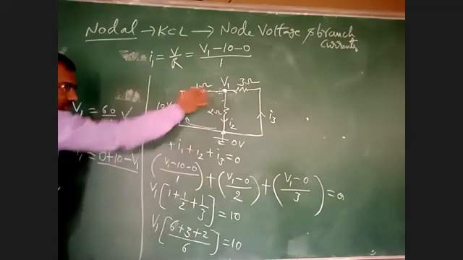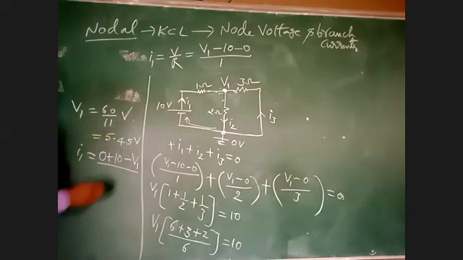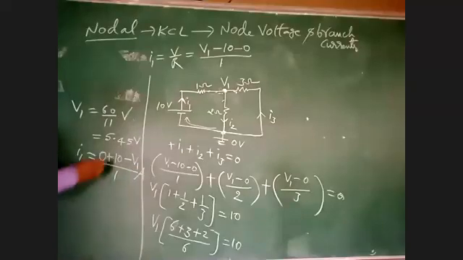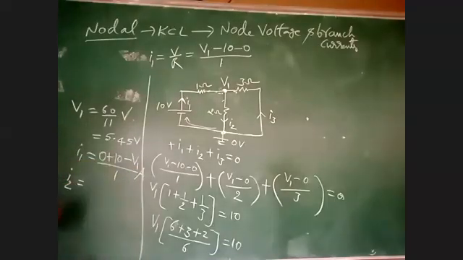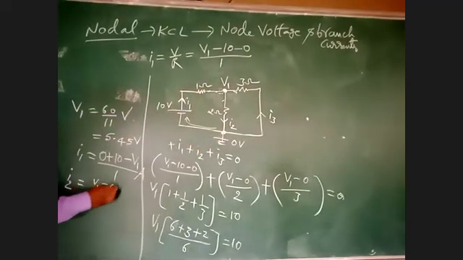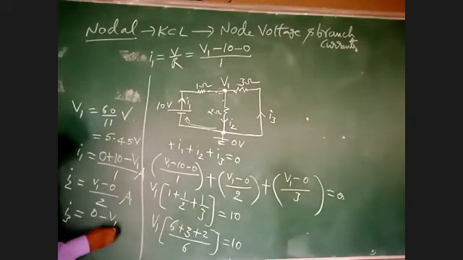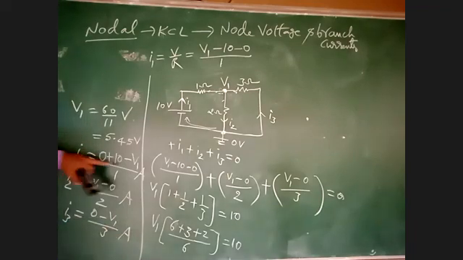Here in this direction, we are getting 0 plus 10 minus V1. Now what is the resistance in this? 1. This is your actual current I1. Now come to I2. See the direction of I2. It is moving from V1 to 0. V1 minus 0 by 2. Now see I3. What is I3? 0 to V1. That is 0 minus V1 by 3.